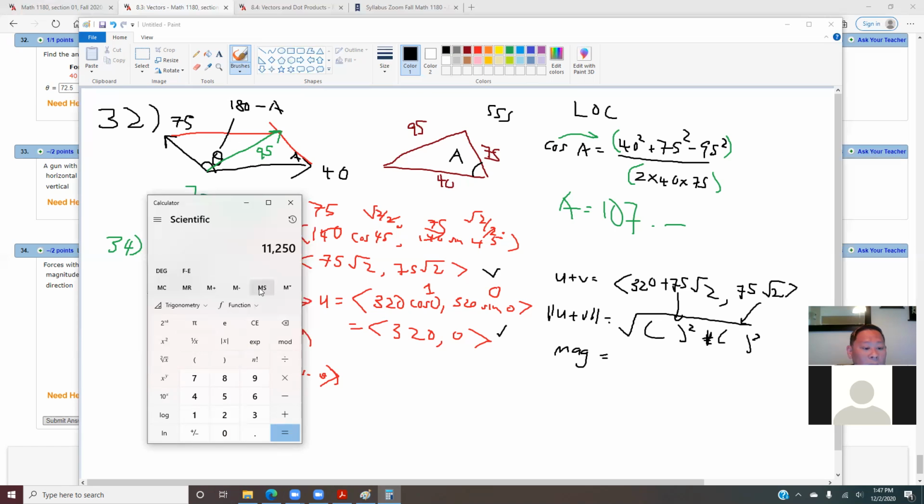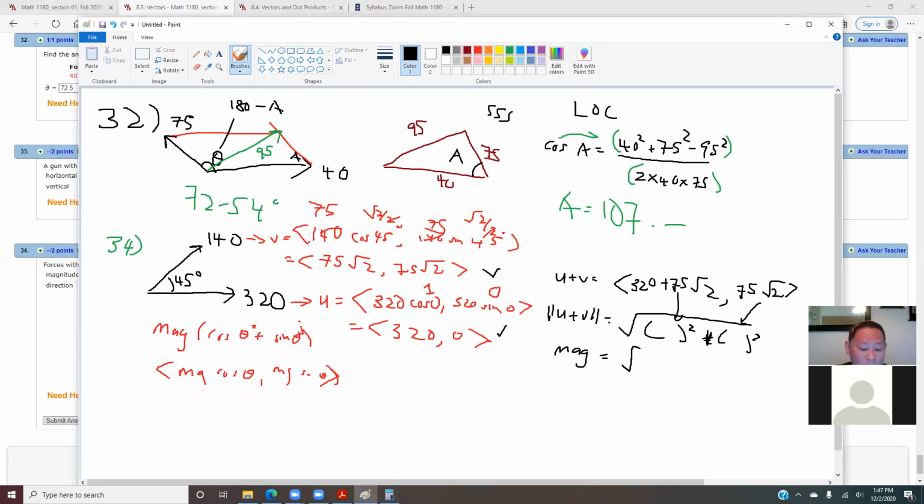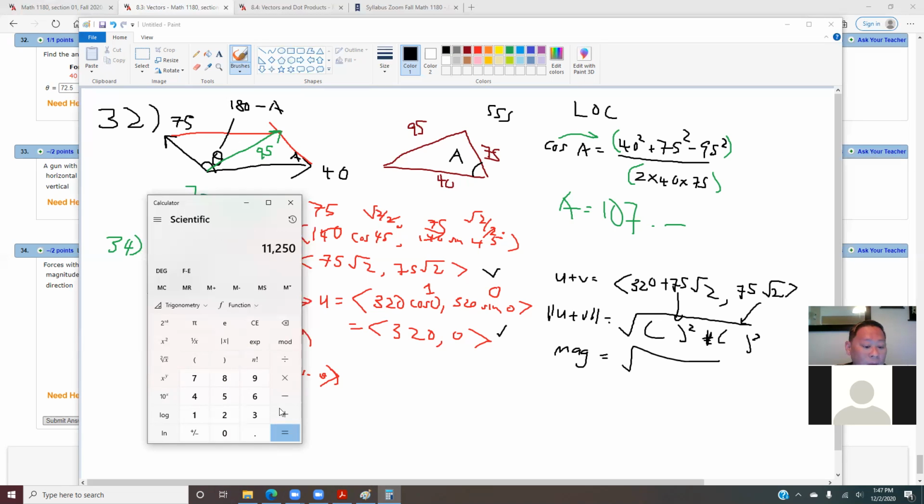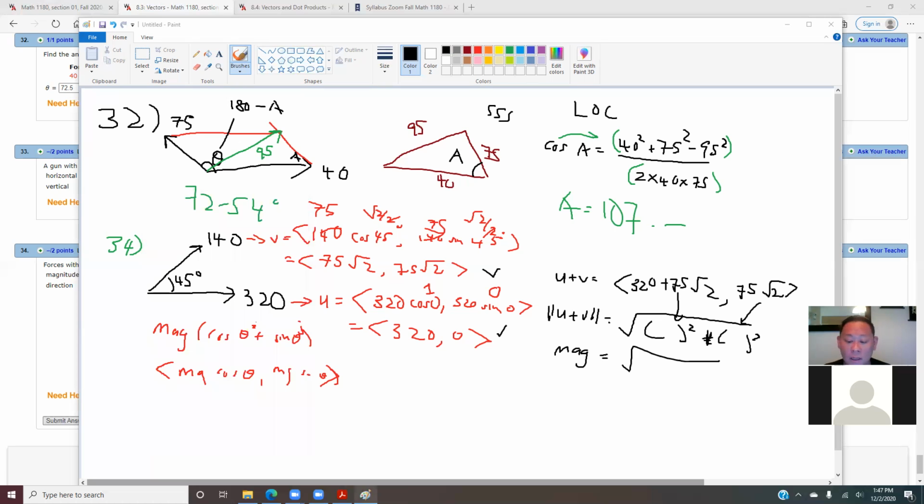So I think the sum came out to be, I hate... So you have to take the square root of something. This is 11250 plus, oh my goodness. I told you I do not like this calculator. MR. Okay. I'm going to use my calculator. This is driving me crazy.